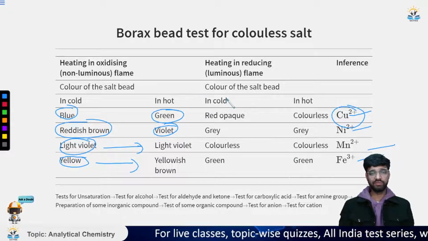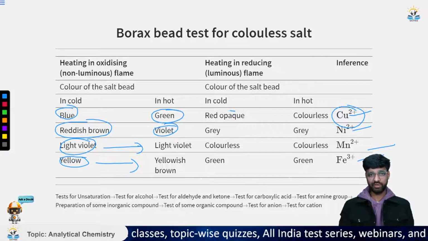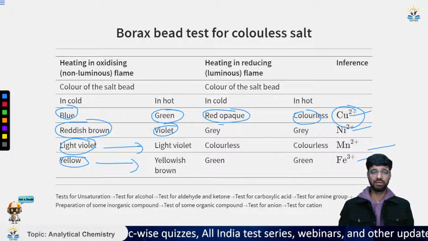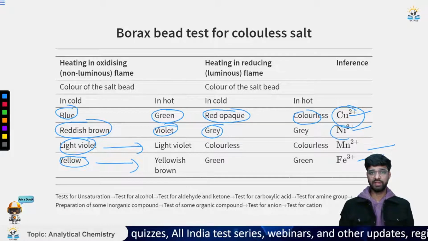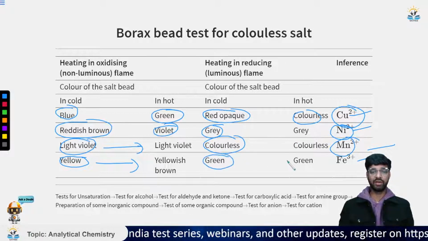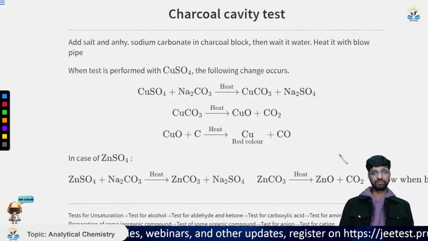Now if we do it with the luminous flame, if it is red opaque turning to colorless, it is Cu2+. If it is gray to gray, then it is Ni2+. Colorless to colorless is again Mn2+, and green to green means Fe3+. So this is the borax bead test.